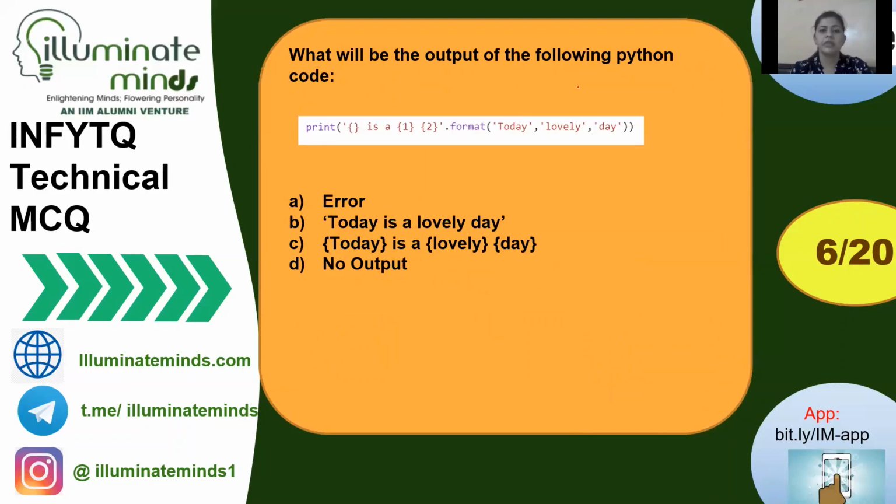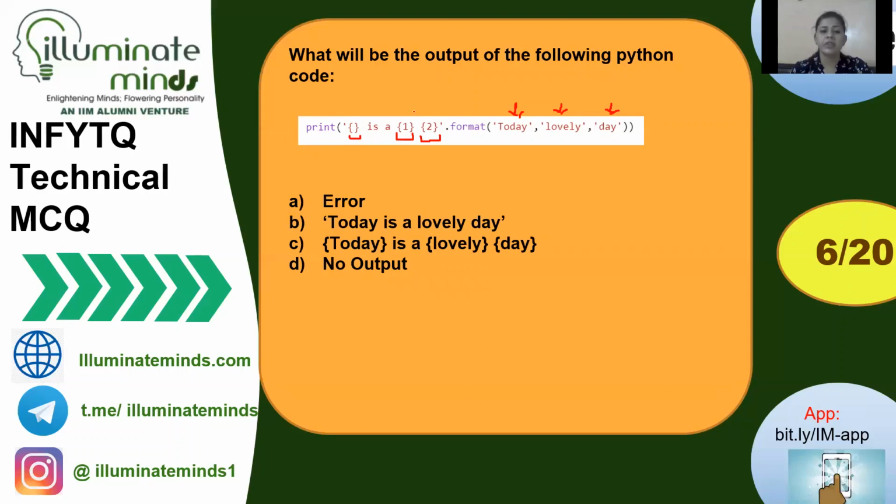What will be the output of the following Python program? Print, then we have a string formatting here. You can see that 3 curly brackets are used, this one, this, and this. And they have given 3 words, today, lovely, and day. The main thing to look at here is that in the first one, there is no indexing given. However, in the last 2, indexing is given to us.